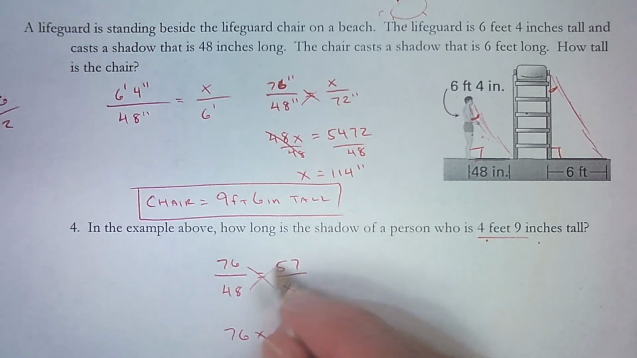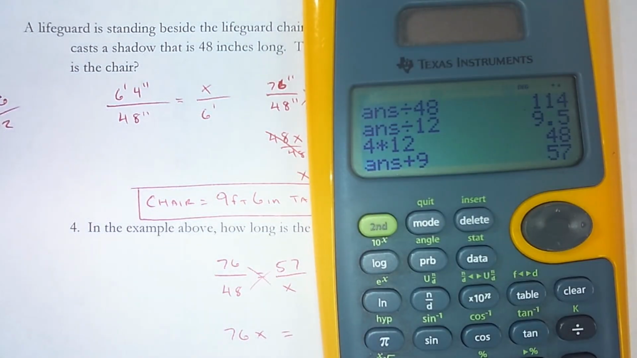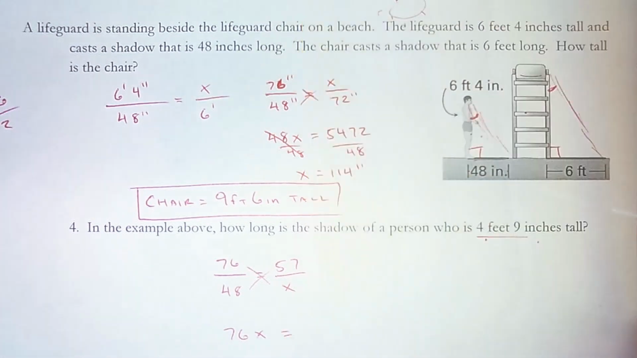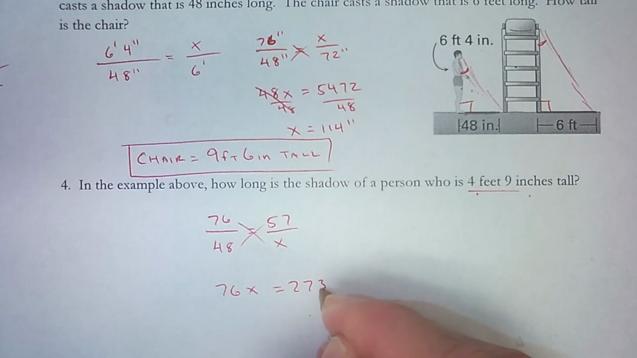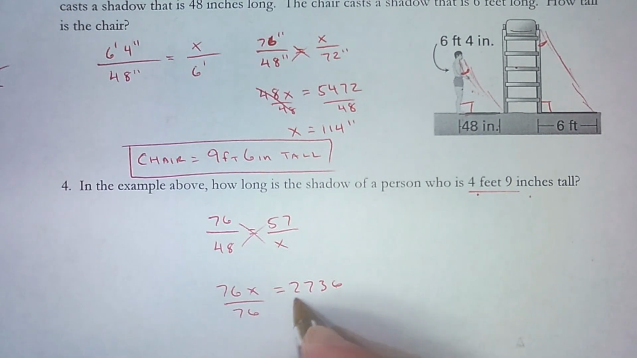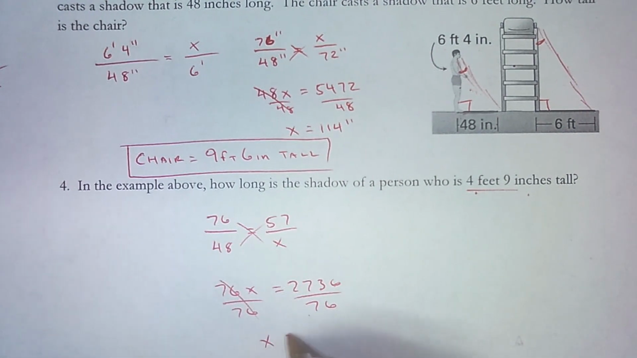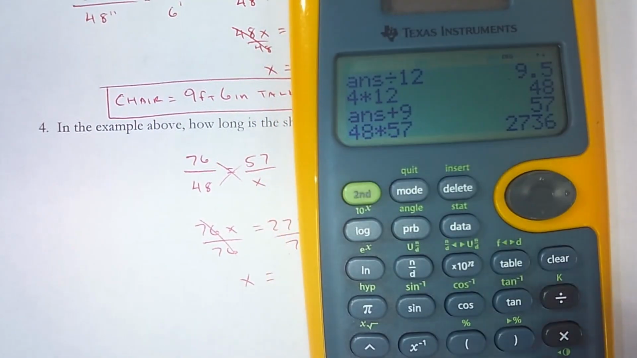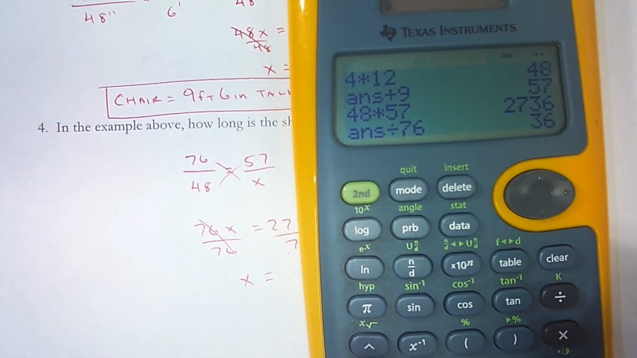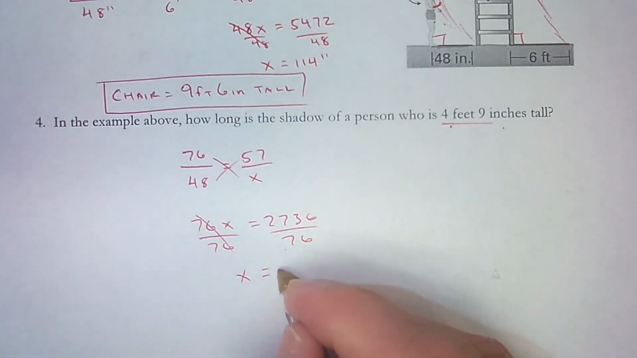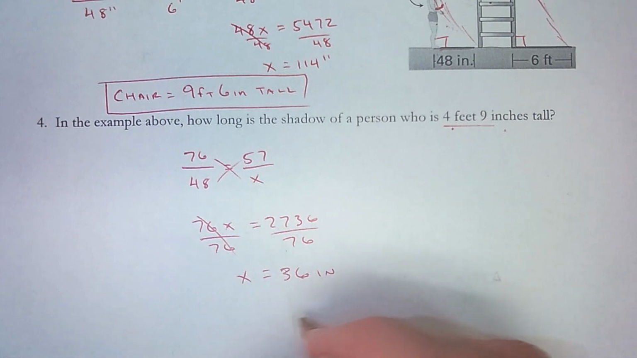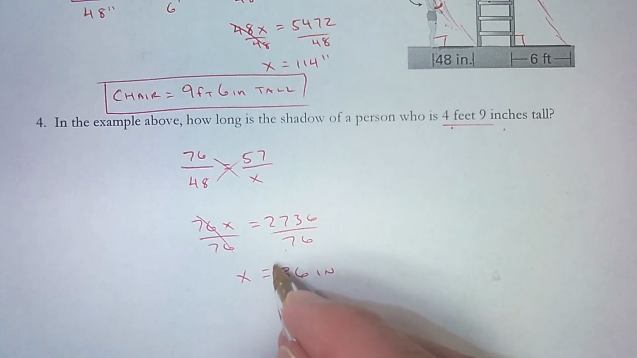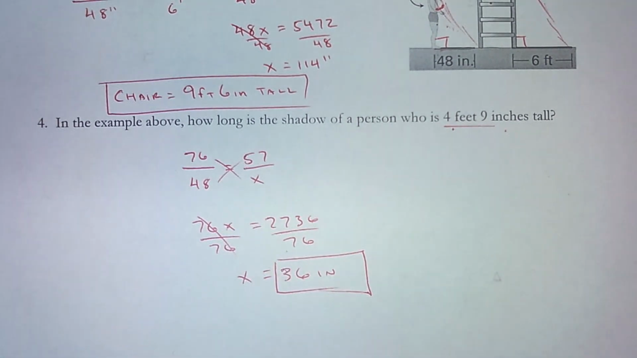We have 76x and 48 times 57 is 2,736. Okay, and then we can divide. Okay, and we find, let's see, so we're dividing by 76. We find that the shadow is 36 inches long. Okay, so the shadow of this 4 foot 9 person is a 36-inch long shadow.